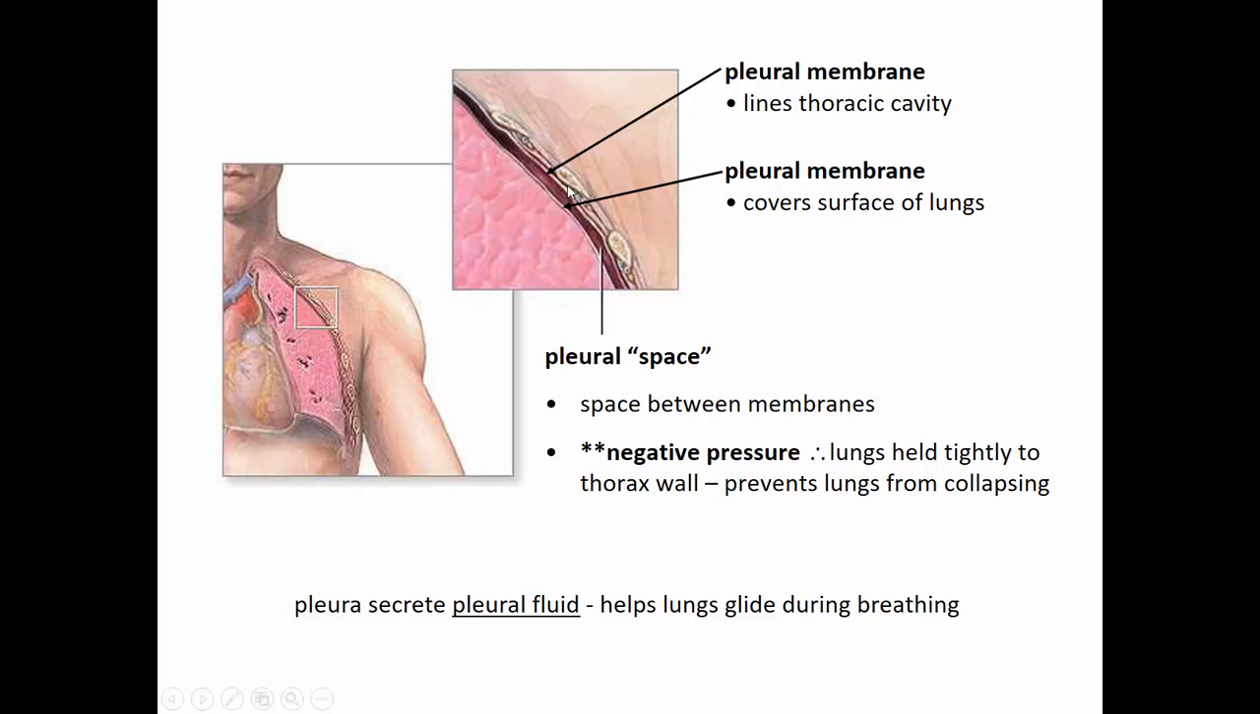If by chance you were to get a hole in the chest cavity wall, so let's say a puncture wound of some sort, then air gets into this space, and now you've got a positive pressure, and that's why the lungs will collapse. The lining of the lungs and the lining of the chest cavity are membranes, and those are called pleural membranes. And there's a pleural fluid that is secreted so that these lungs, even though they're stuck to the chest cavity wall, can glide back and forth, and that helps during breathing as we're moving air in and out.